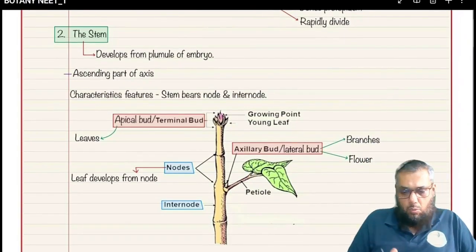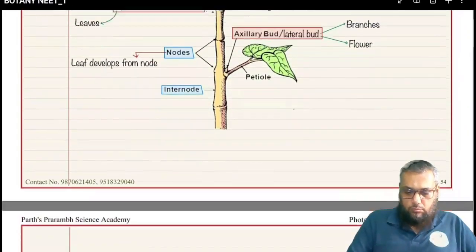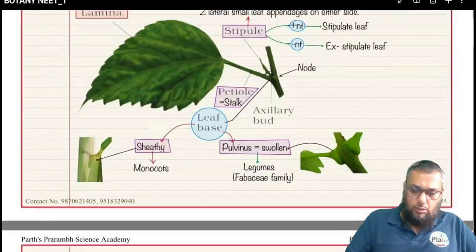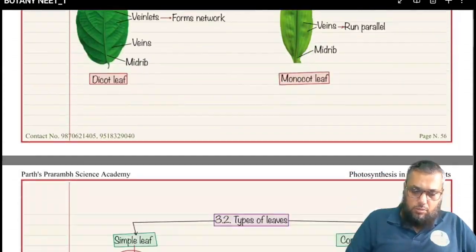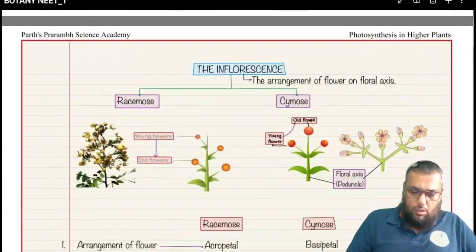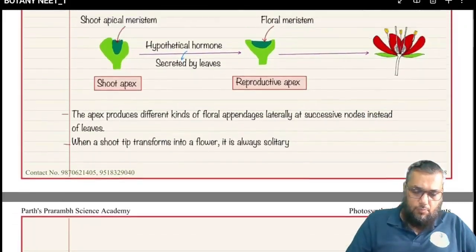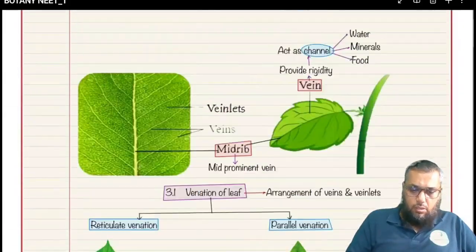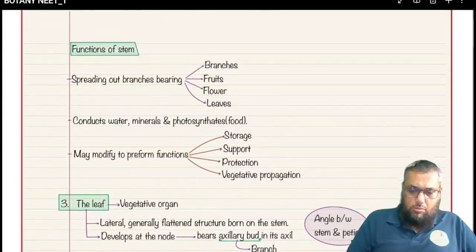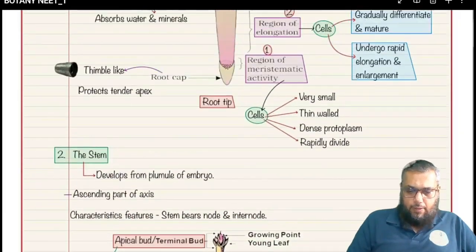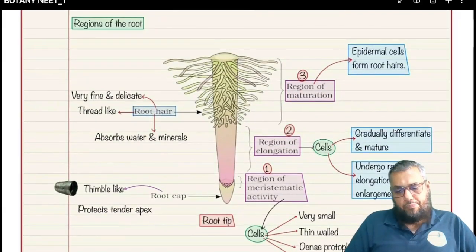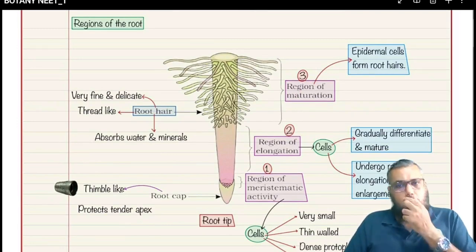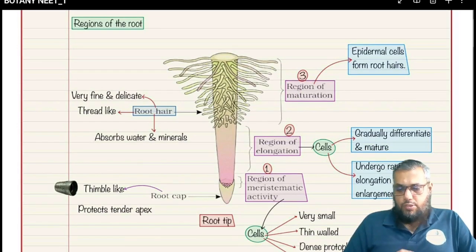Okay. Now, going further about the typical root, followed by what are the different modifications of a typical root system.